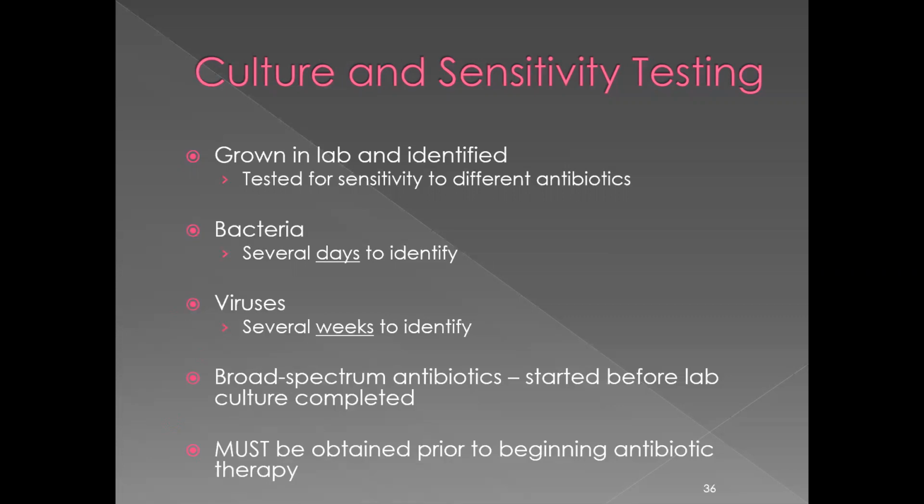No, I said that backwards, sorry. We need to do the lab culture, and then we need to start the broad spectrum antibiotic. That way we can start to fight off the bacteria right away until we get that culture and sensitivity back telling us specifically what it is, and then we may use a narrow spectrum antibiotic. The culture and sensitivity, or specimen, must be obtained prior to beginning the antibiotic therapy.